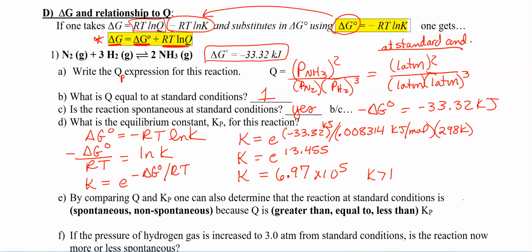How should we figure that out? Well, we know that Q at standard conditions is a value of 1. At equilibrium, our value is much greater than 1, right? So at standard, Q is equal to 1. At equilibrium, it's 6.97 times 10 to the 5th, right? So Q is much less than the K.